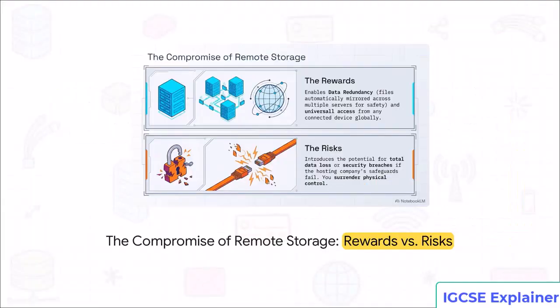Now, this global system is an absolute engineering marvel, but there's a serious trade-off here. It offers amazing rewards, like universal access and automatic data redundancy, which just means your files are mirrored across multiple servers so they don't get lost. But it also introduces major risks. We're talking potential security breaches by hackers or even total data loss if a third-party hosting company completely fails.